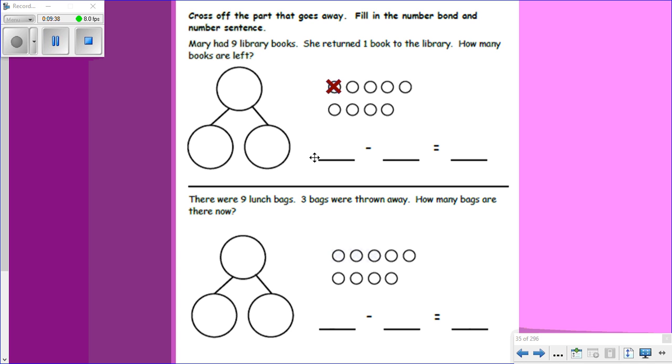But when we fill in our equation for minus, we have to show our starting number is the whole amount. How many library books did she start with all the way at the beginning of the story? Not how many you only see now. Mary had 9 library books. Minus, here we go. How many did she return? 1. And then count what is left. 1, 2, 3, 4, 5, 6, 7, 8.